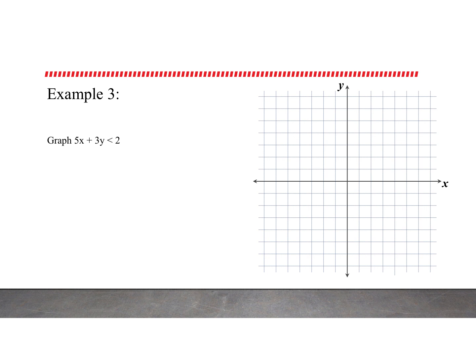Example 3. Graph 5x plus 3y less than 2. So we're going to start by doing our boundary line. I'm going to grab my equation over here and swap out my inequality for my equal sign. And then I'm going to start solving this for y. Divide each part by 3.